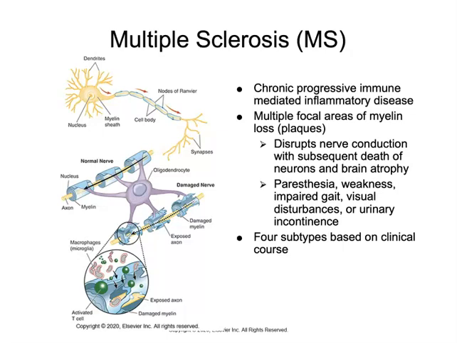Common symptoms in this condition will be paresthesia, meaning a numbness or tingling, muscle weakness, impaired gait, visual disturbances, and urinary incontinence. We classify MS into 4 subtypes based on its clinical course, which ranges from relapsing, remitting to progressive forms. Unfortunately, there is no cure, but there are some treatments to help manage the symptoms or slow down the disease progression. We've also seen a lot of progress in implementing some physical activity and exercise.